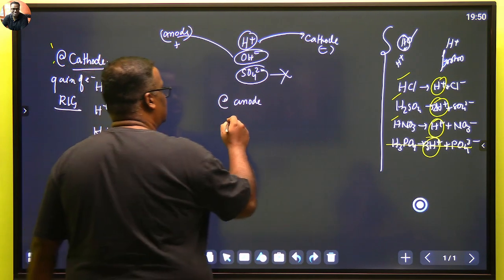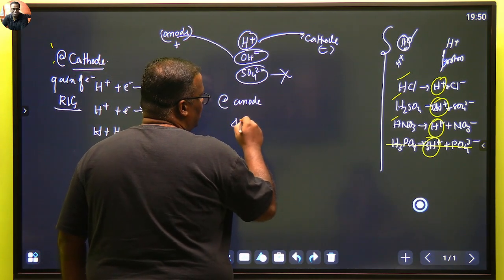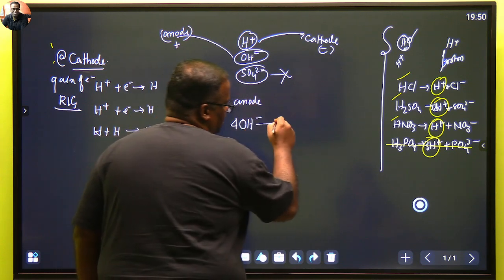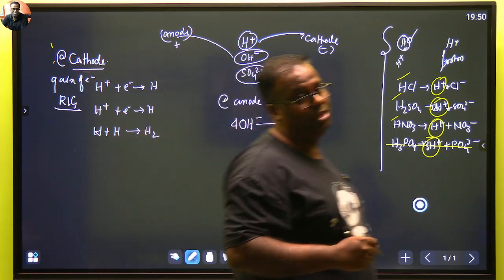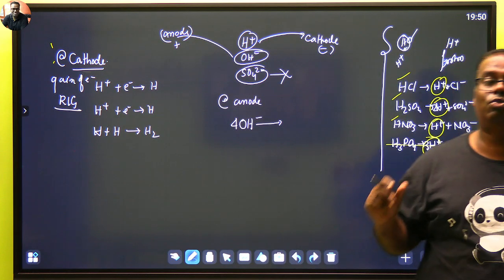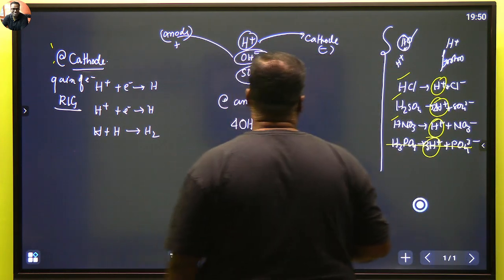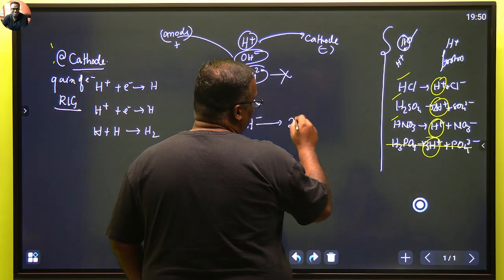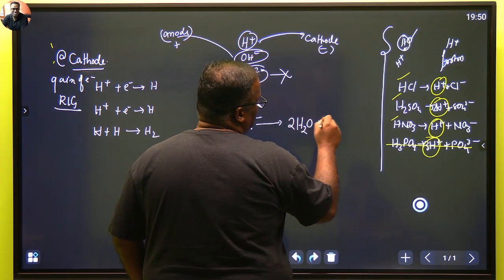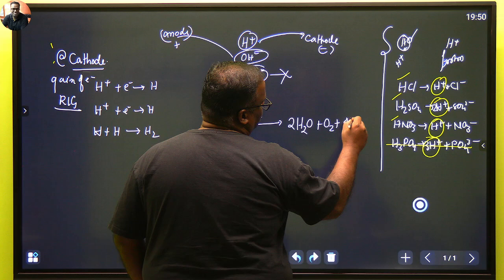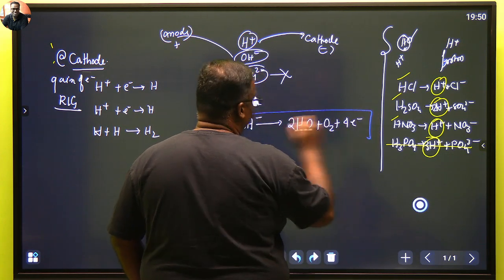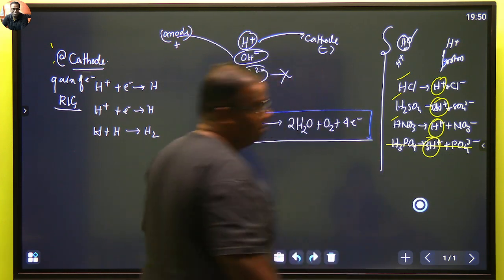Anode reaction is interesting. In anode we will have 4 OH minus. ये reaction याद रखना पड़ेगा. 4 OH minus. We are not showing it with 1 OH minus. We are showing with 4 OH minus. 4 OH minus will give you 2 H2O plus O2 plus 4 electrons. ये आपको याद रखना पड़ेगा. And I'll tell you how to remember.